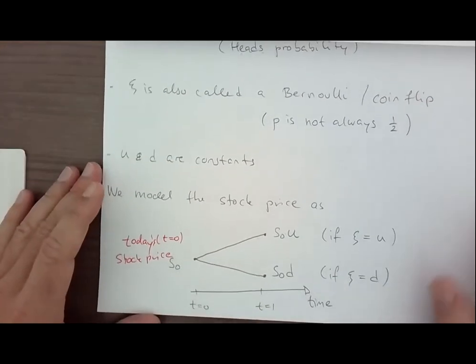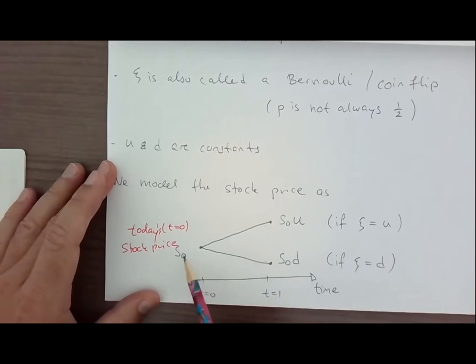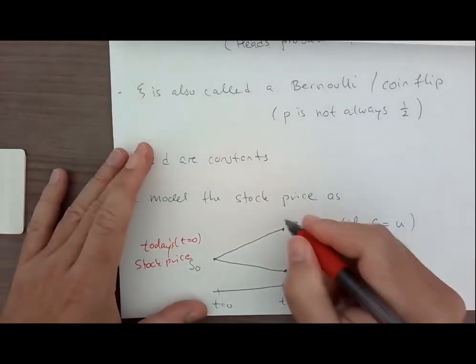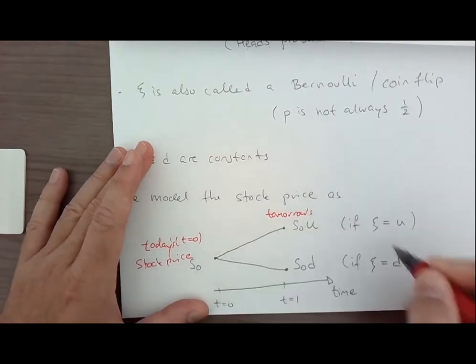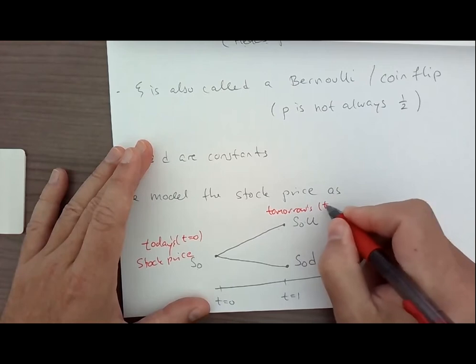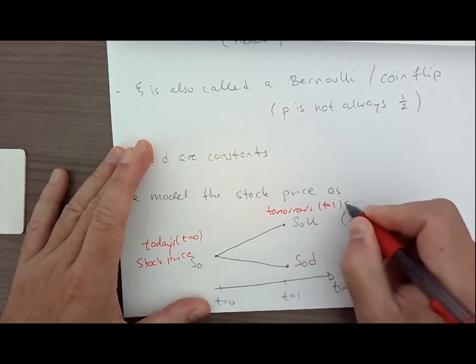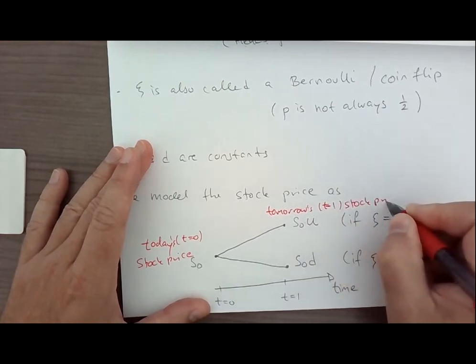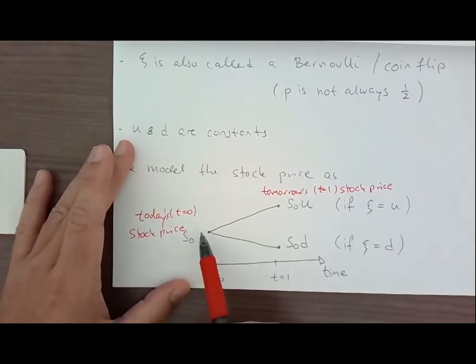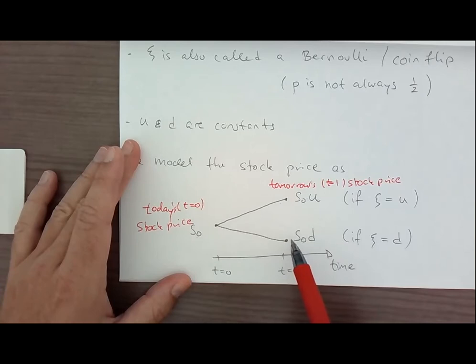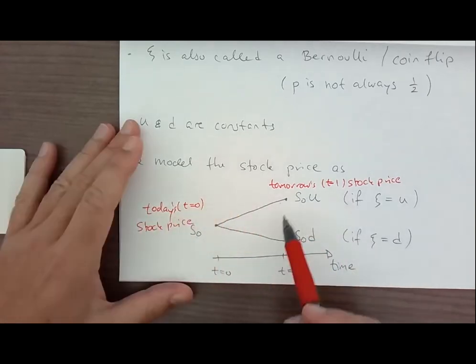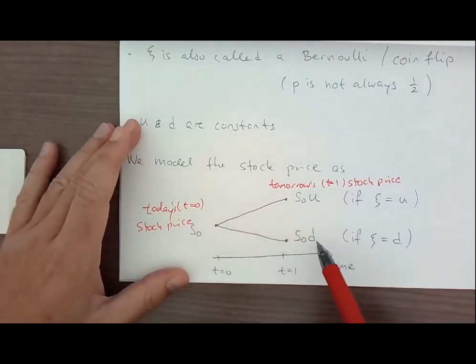Alrighty, so this is the first time you're seeing the binomial model. It's the stock price. You start out with today's stock price. Then over here, you're going to have the future stock price. So that could be tomorrow's. So this is t equal to 1 stock price. So the big difference is that today you know what the stock price is, but tomorrow you don't know what the stock price is. It has, in this particular model, two possibilities. Either it goes up or it goes down.